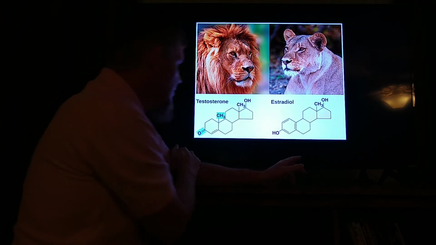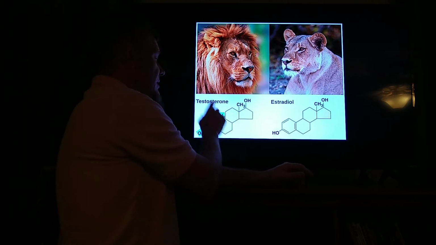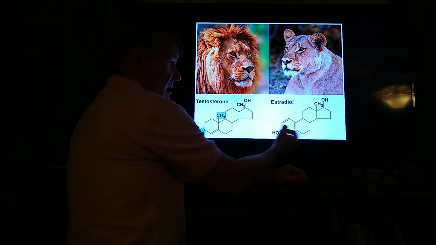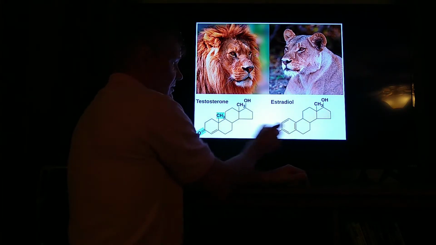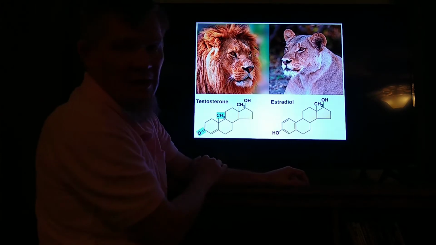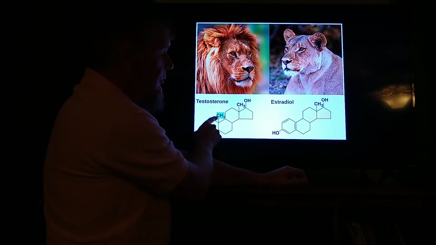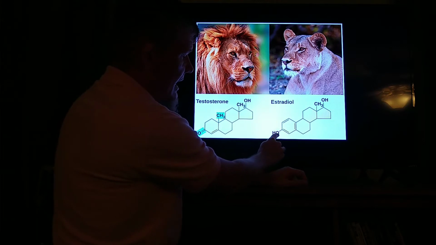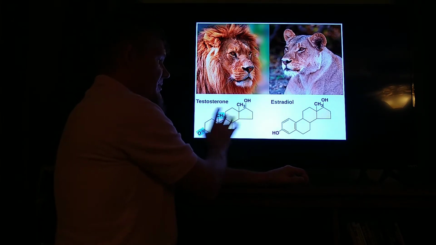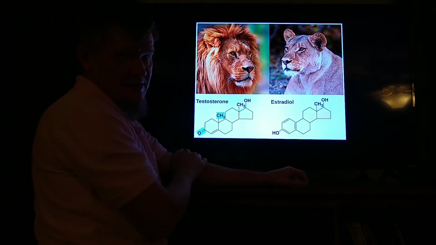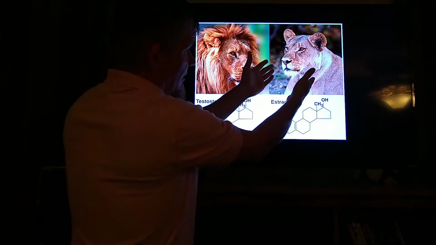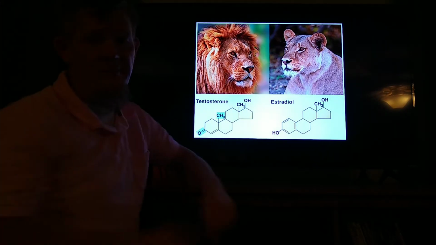The last thing that I want you to notice is, look at how similar the male sex hormone is to the female sex hormone. This bit is identical. This bit is identical. We're just missing what we call a methyl group. This is a methyl group. And then this alcohol group replaces this single oxygen. Aside from that, these two compounds are the same. These two compounds make the difference between male and female. And look at how similar they are.